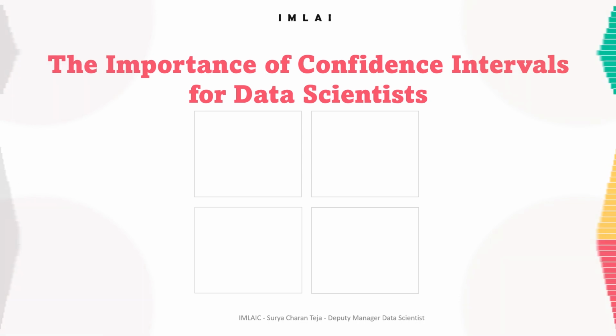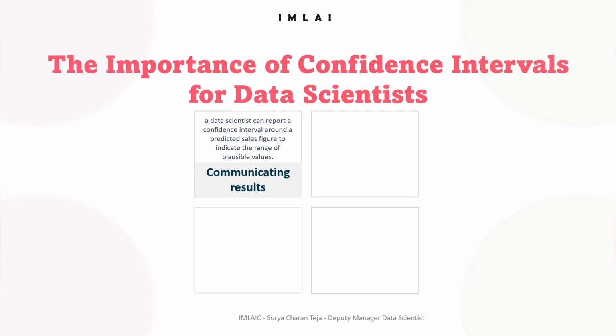So now let's look into the importance of confidence intervals for data scientists. The first one is communicating results. This is the most important aspect. This is very important. Confidence intervals can help communicate the uncertainty associated with estimates or predictions to stakeholders. For example, a data scientist can report a confidence interval around a predicted sales figure to indicate the range of plausible values.